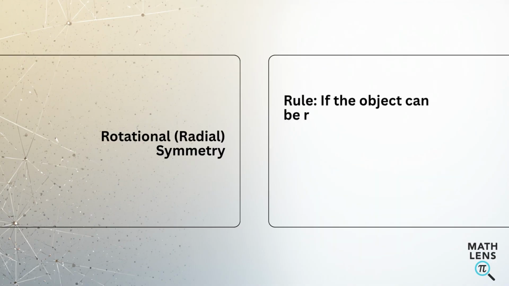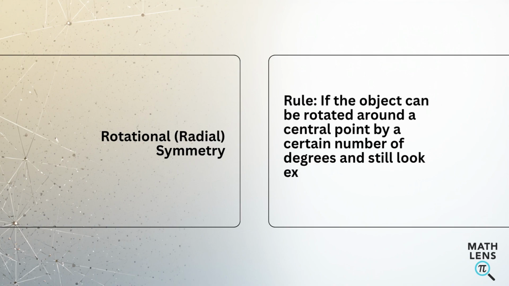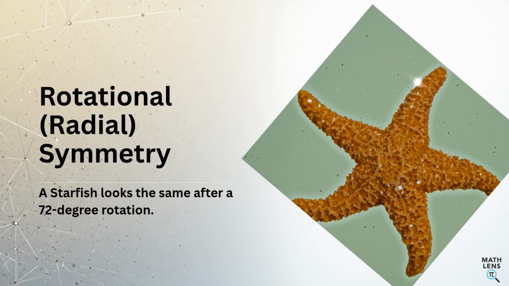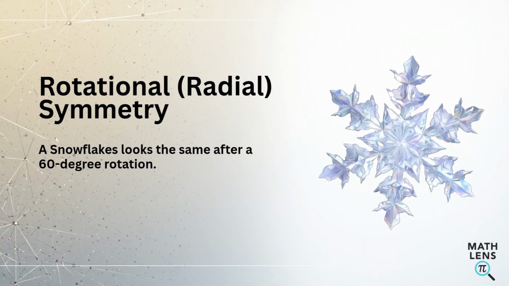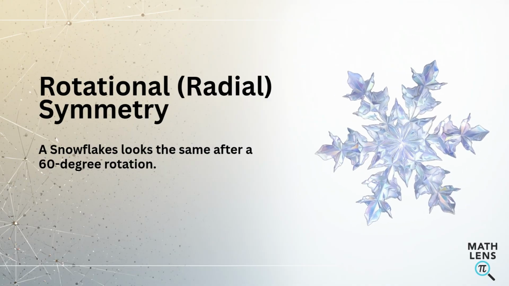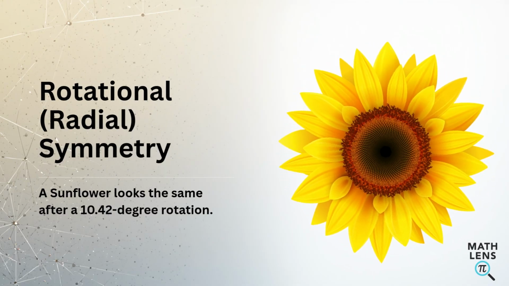Rotational symmetry occurs when an object appears unchanged after specific rotations around a central point. Examples include the starfish, which remains the same after a 72-degree turn; the snowflake, which exhibits symmetry at a 60-degree rotation; and the sunflower, which looks unchanged after a 10.42-degree rotation.